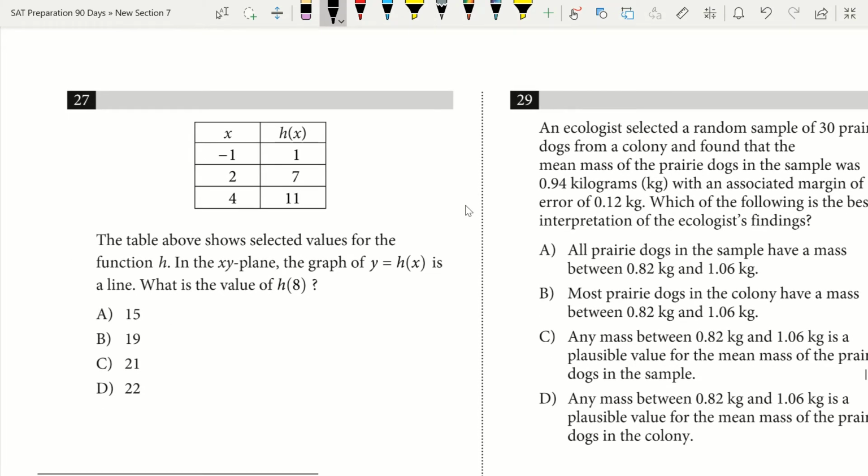All right, now we got 27. So we got a table here. It's showing selected values for our function h in the xy plane. We got y equals h of x as a line. What's the value of h of 8?